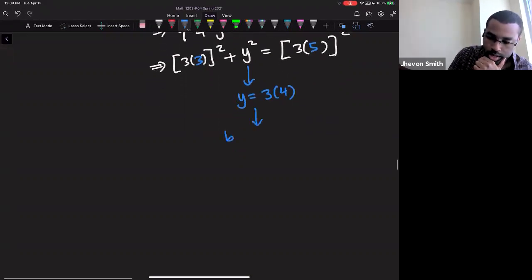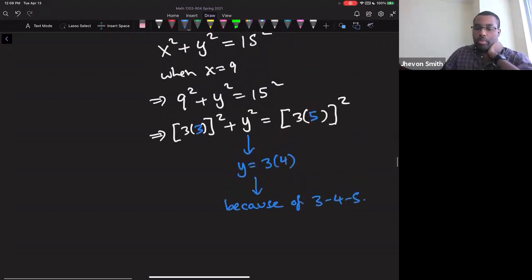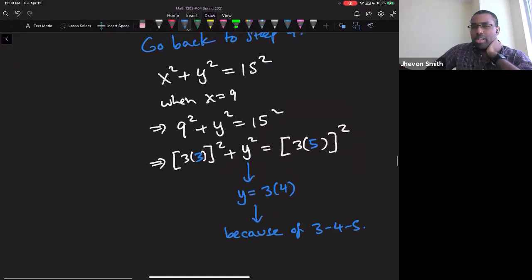That is because of something called a 3-4-5 triangle, right? So that's something we know from high school geometry. There are these numbers called Pythagorean triples that always come in triples whenever you have a right triangle. 3, 4, and 5 are such numbers. If the length of one of the legs is 3 and the other one is 4, then the hypotenuse must be 5. It's just something that you know.